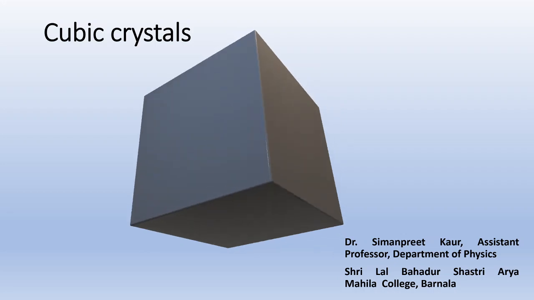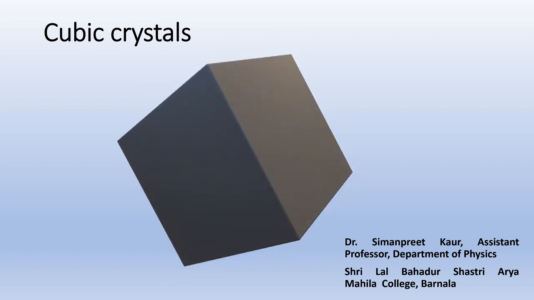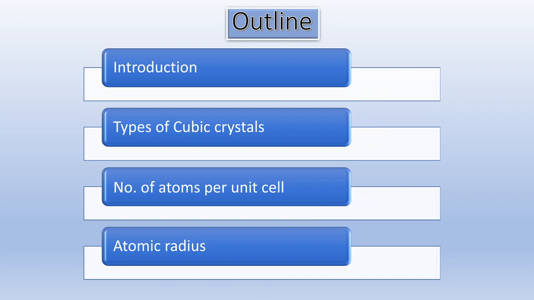Hello everyone. Today we will study some basics about cubic crystals. In this lecture I will cover the introduction, how many types of cubic crystals there are, and then we will study how many atoms there are per unit cell for each type of cubic crystal, and lastly we will see how to calculate atomic radius for each type of cube.